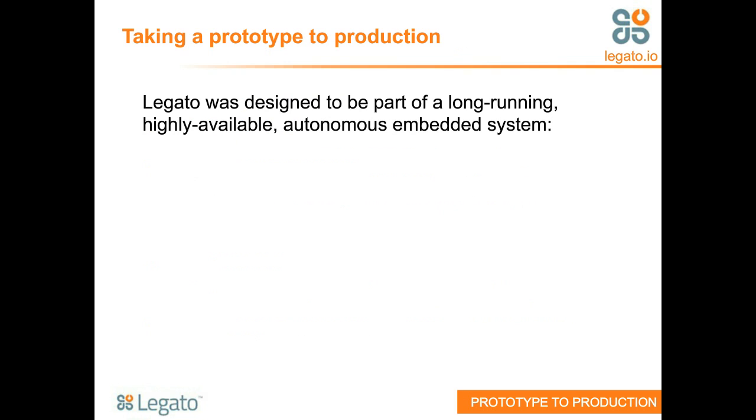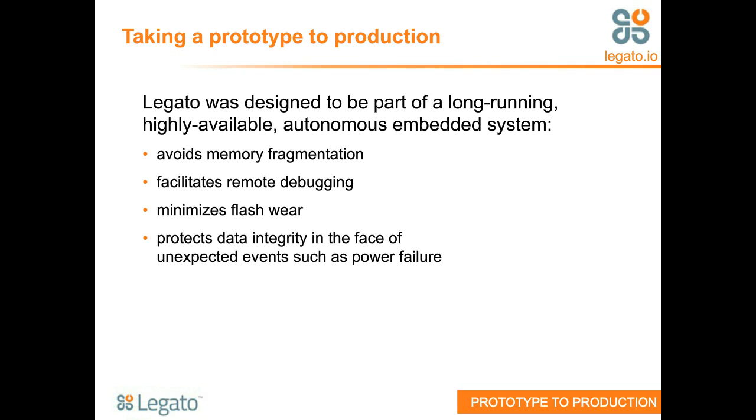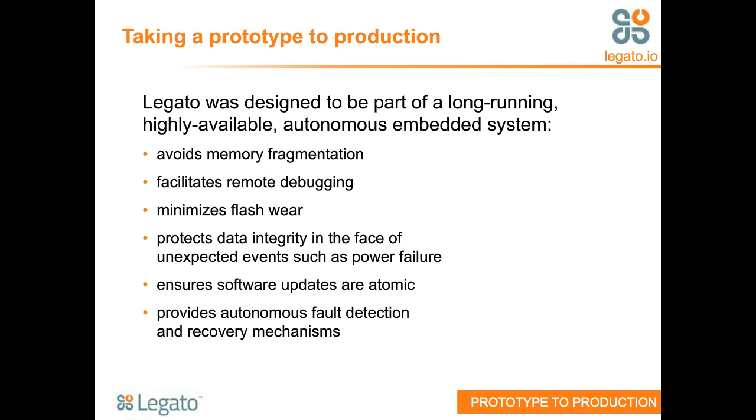So now that you have a working prototype and the sales guys have gone out selling it, you need to get production ready probably a lot faster than you feel comfortable with. But you're not. Legato was designed to be part of a long-running, highly available, autonomous embedded system. We've bent over backwards to avoid memory fragmentation, facilitate remote debugging, minimize flash wear, protect data integrity in the face of unexpected events such as power failure, ensure software updates are atomic, so all or nothing, and provide autonomous fault detection and recovery mechanisms.